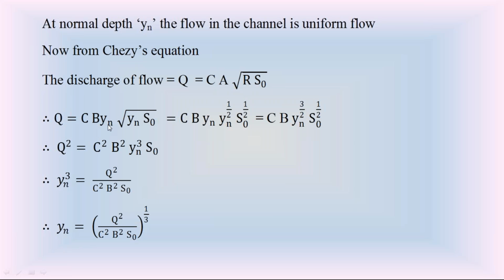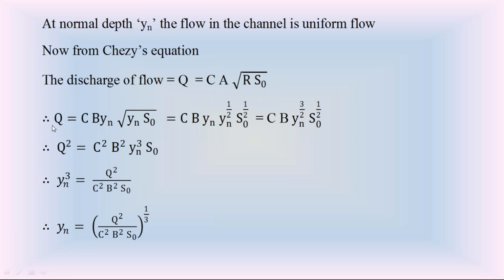At normal depth Yn, hydraulic radius R is equal to Yn. Now in this Chezy's equation, discharge Q is equal to C into B into Yn into root Yn into S naught. Simplify this right hand side. It is Yn into Yn power half, so C into B into Yn power half into S naught power half. Yn power 1 and Yn power 1 by 2: 1 plus 1 by 2 is 3 by 2. So discharge Q is equal to C into B, Yn power 3 by 2 into S naught power half.